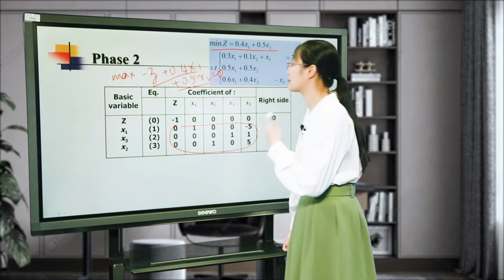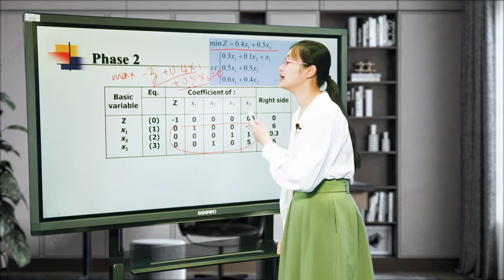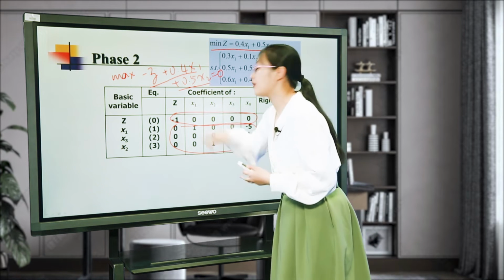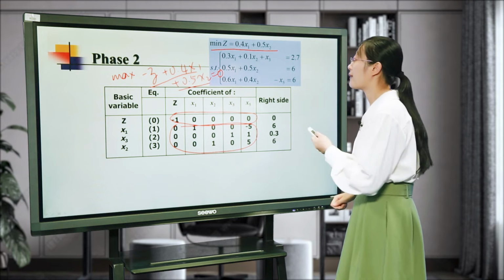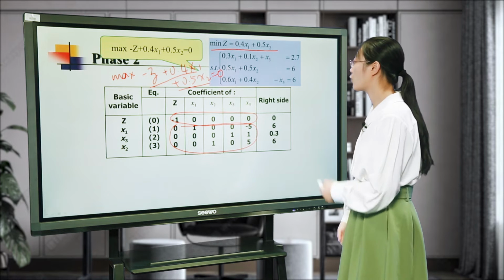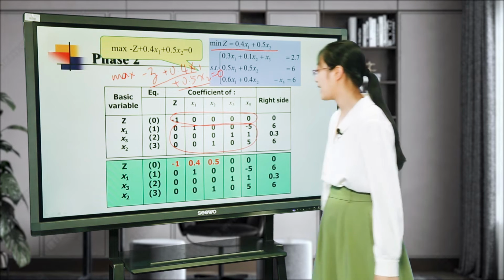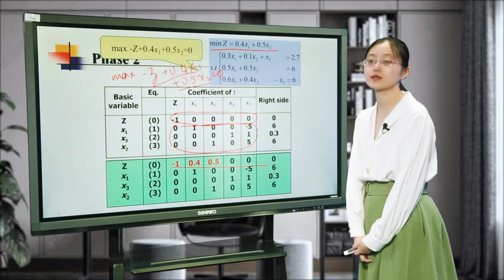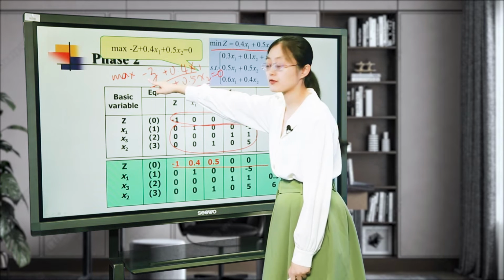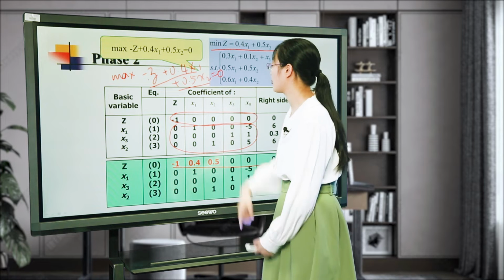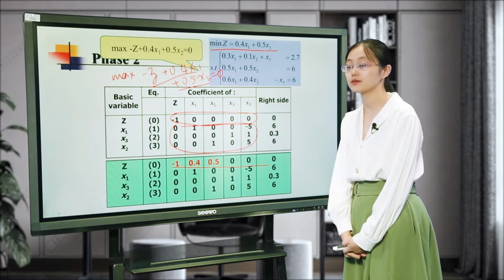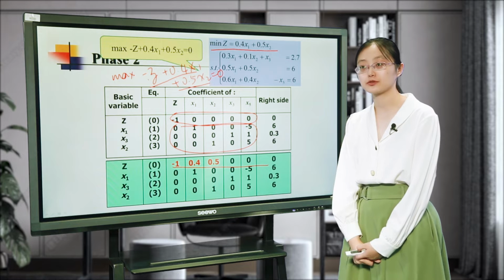So we have to replace the coefficients in equation 0 of our final simplex tabular by the new coefficients. So we make this change and then write our new equation 0 with coefficients -1 for z, 0.6 for x1, and 0.5 for x2. So this is where we start the simplex method for phase 2.